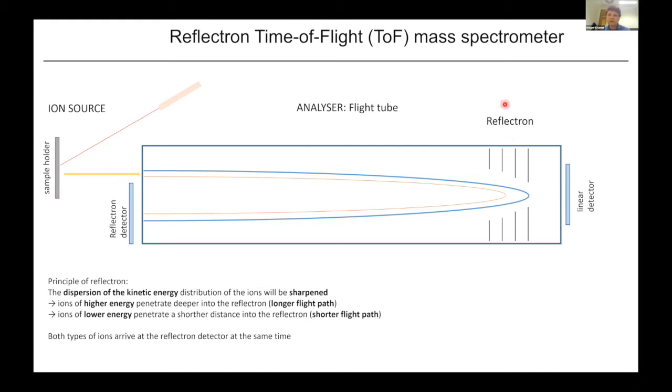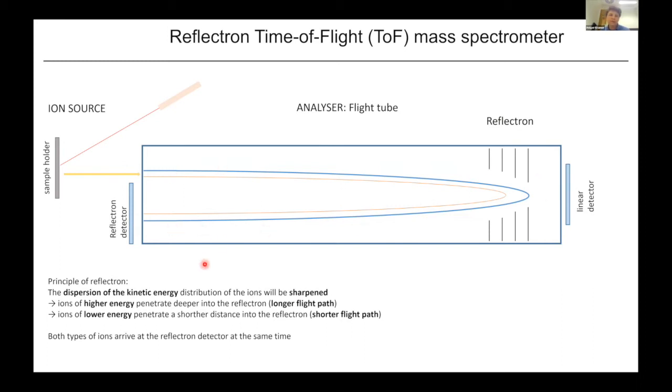However, by installing this reflectron at the other end of the flight tube, we achieve two things. Firstly, the actual flight path of the ions is now longer than would have been in the linear experiment. But that's just a minor effect. Adding some length to the time of flight tube is useful.